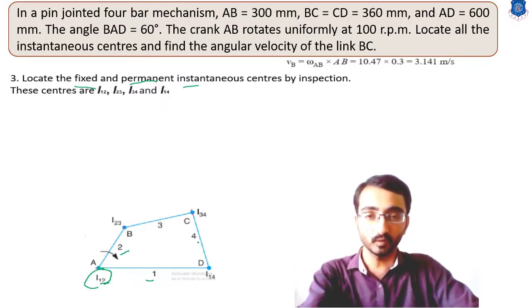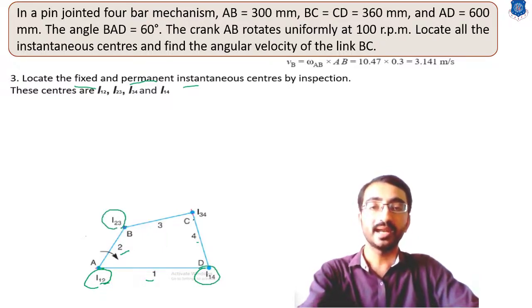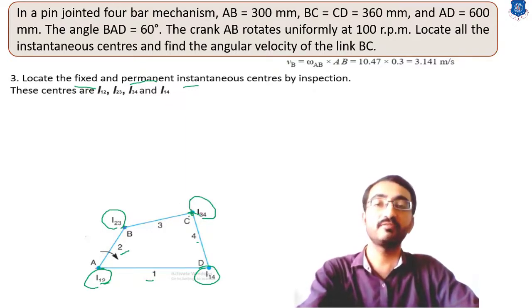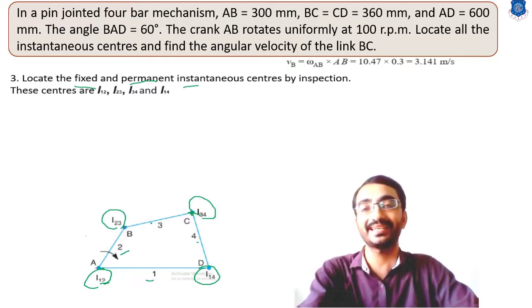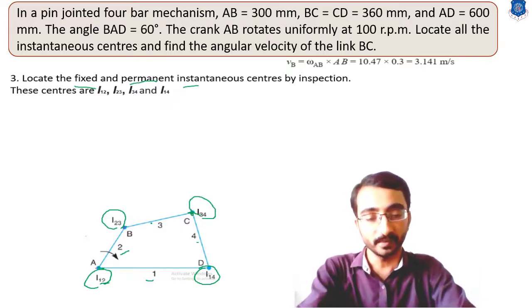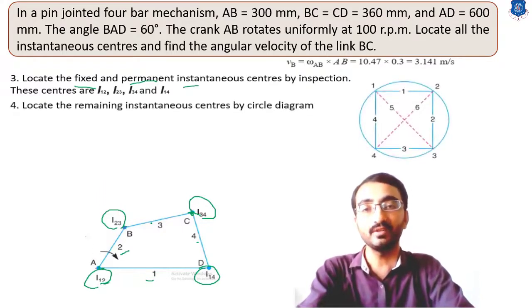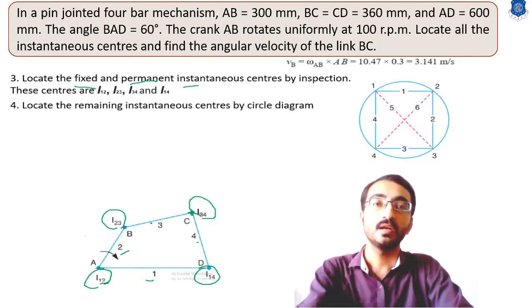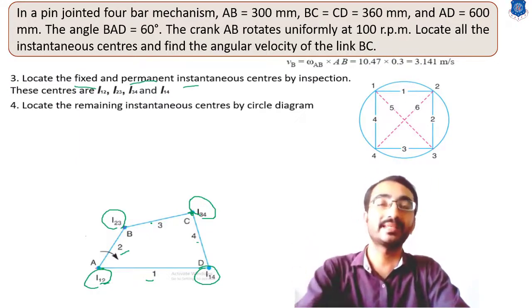Similarly, we can locate for 1 4, that is I14. 2 and 3 will make a connection, that is I23, and 3 and 4 will make a joint, that is I34. In this way we can locate these 4 instantaneous centers. Now the remaining 2 instantaneous centers will be located by the circle diagram with the help of Aronhold-Kennedy's theorem.